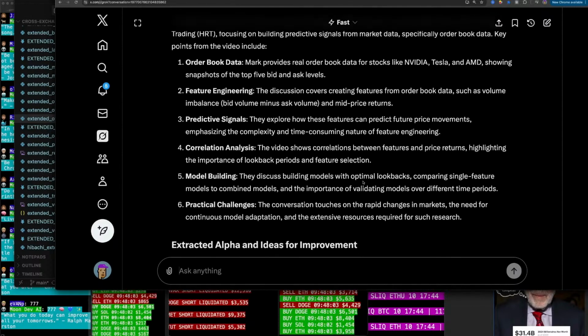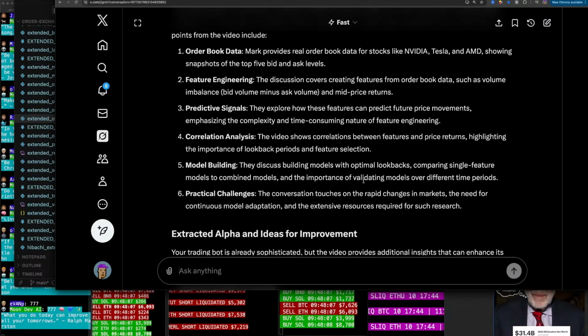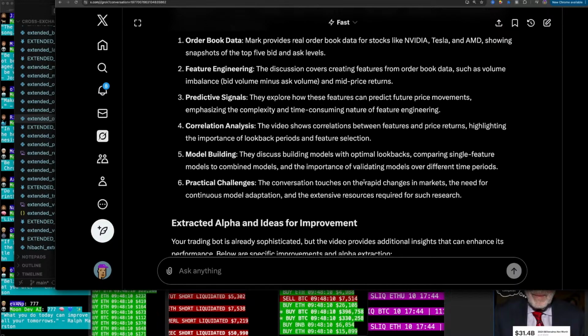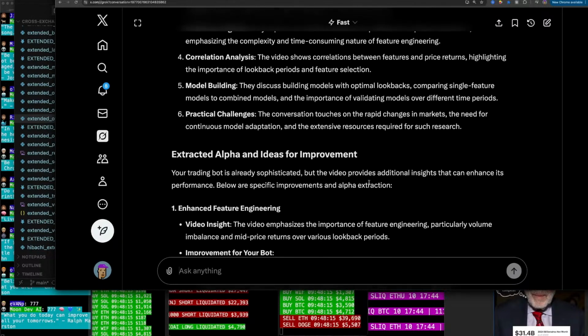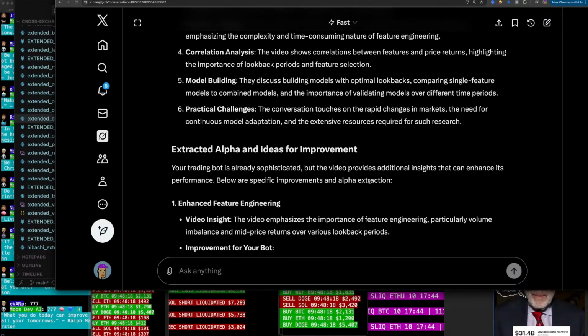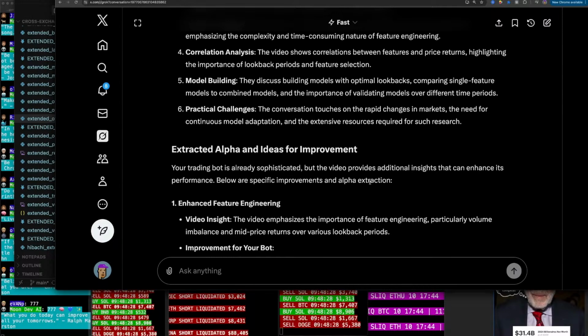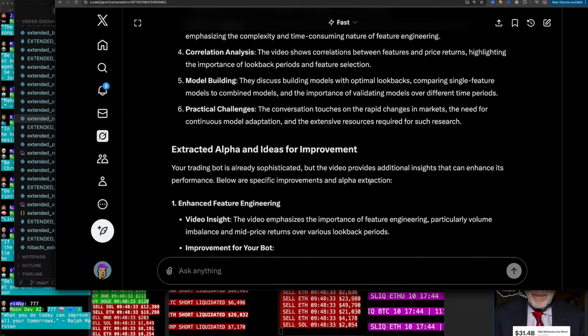Practical challenges. The conversation touches on rapid changes in markets, the need for continuous model adaptation, and the extensive resources required for such research. Extracted alpha and ideas for improvement. Your trading bot is already sophisticated, but the video provides additional insights that can enhance its performance. Below are specific improvements in alpha extraction, enhanced feature engineering. Video insight: the video emphasizes the importance of feature engineering, particularly volume imbalance and mid-price returns over various look-back periods.